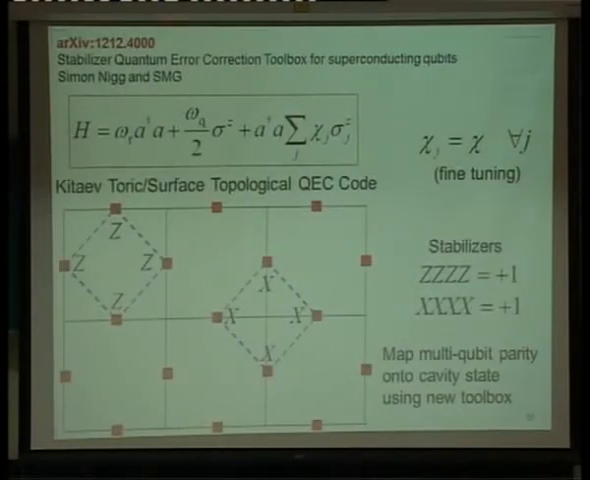And then we've built on those ideas to think about a way to measure the four-spin stabilizers that you need to realize these topological quantum error correction codes. That's described in this here. And experiments, I hope, will be forthcoming on this in the next year.